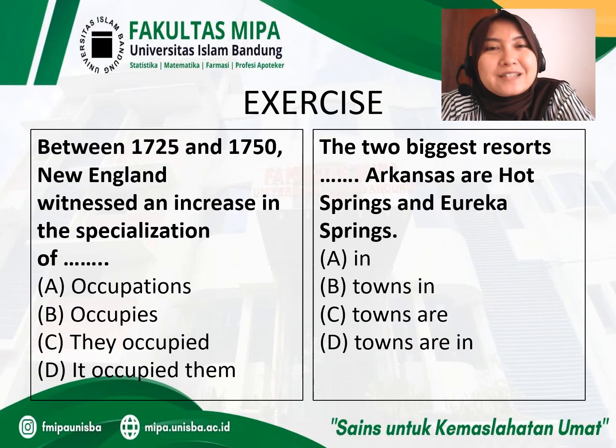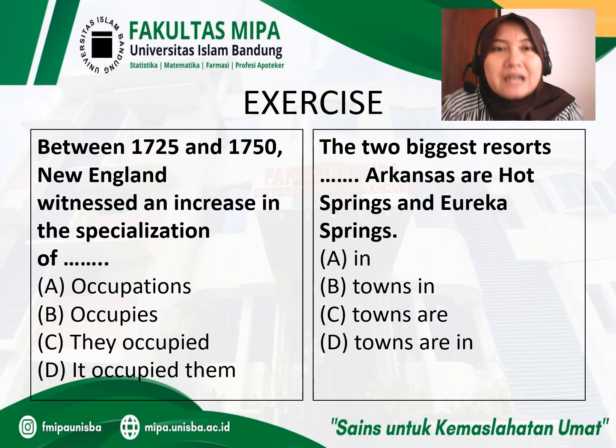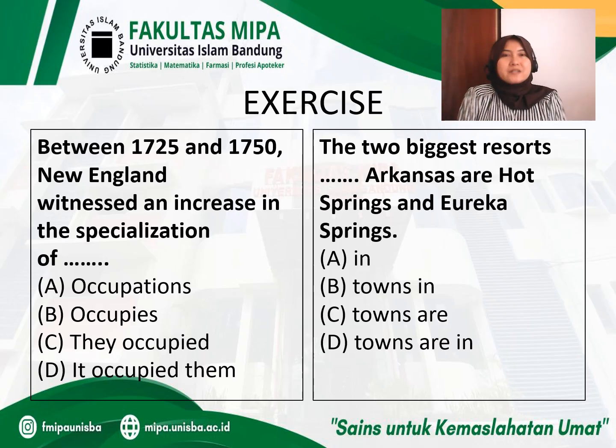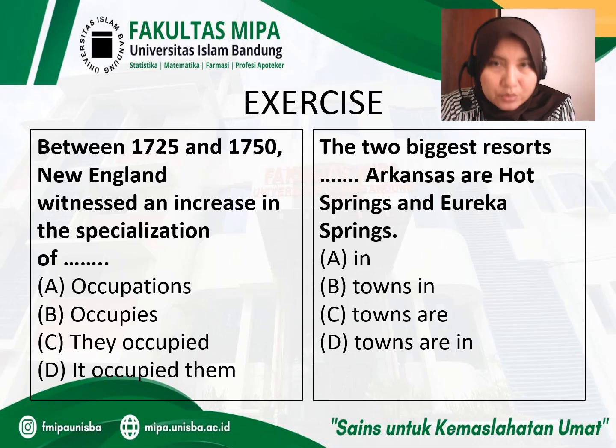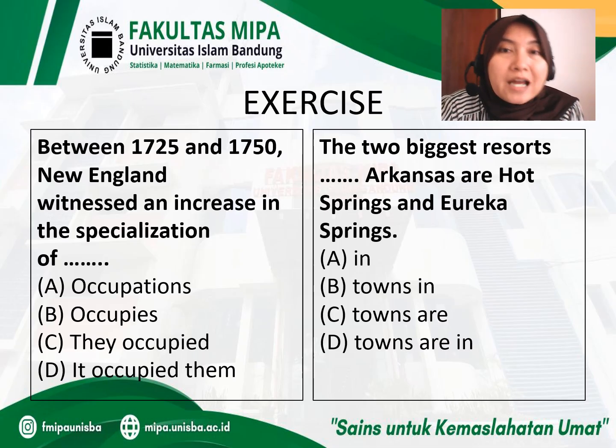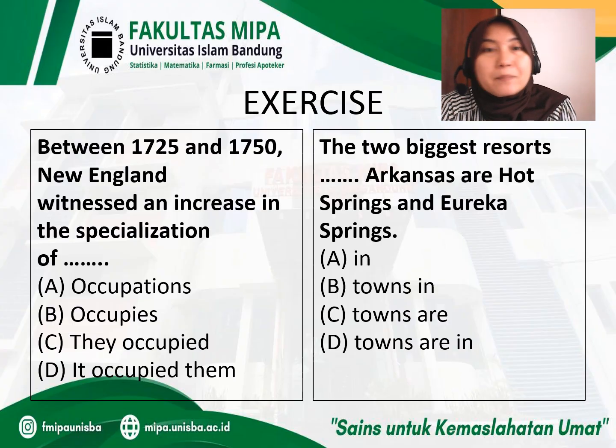"Towns in" forms a noun phrase with a prepositional phrase: towns in Arkansas. If we put it into the question, "towns in Arkansas" correctly describes the resorts. So the correct answer is B, towns in. These examples show that after a preposition, always choose a noun, not a verb or a clause. This simple rule helps you eliminate many wrong answers quickly.